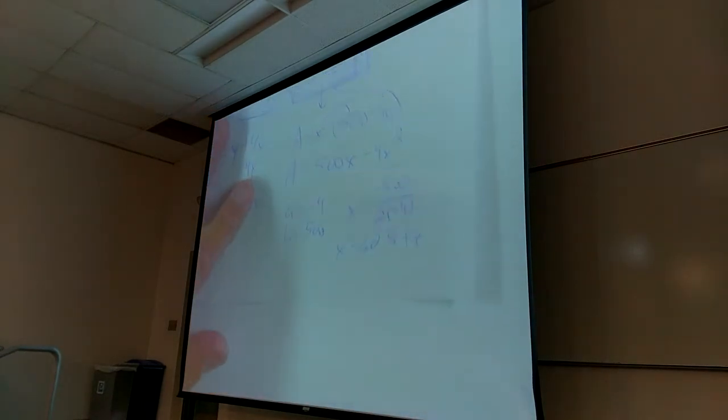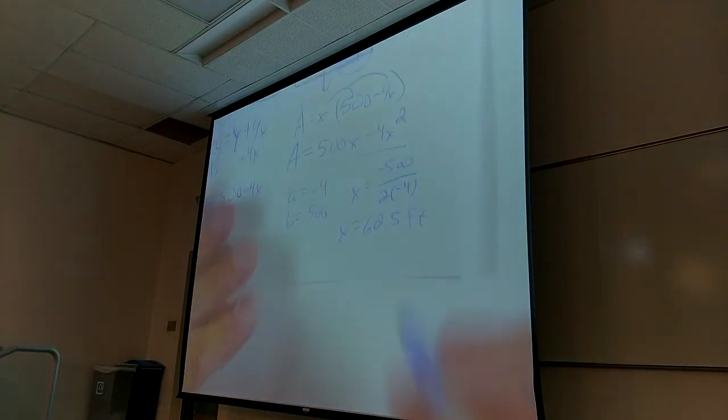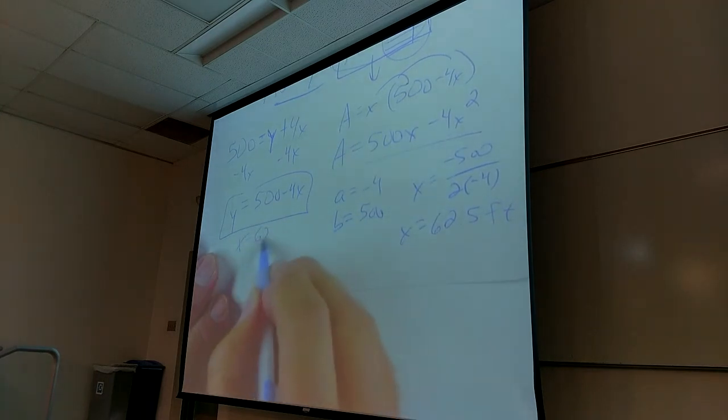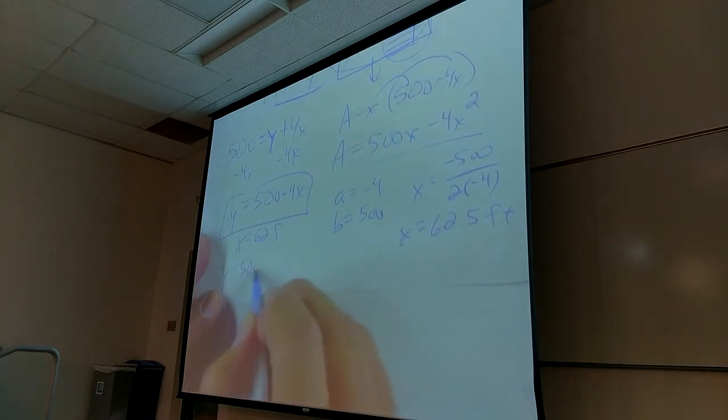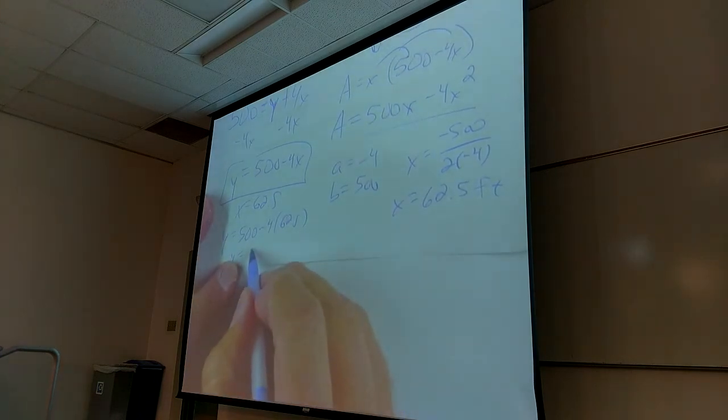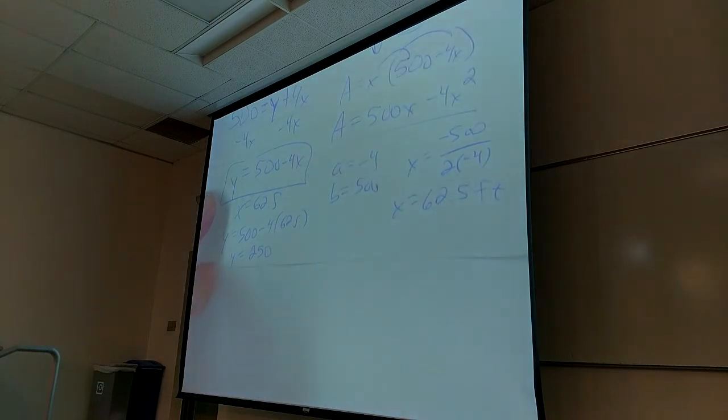And what is the question asking me for? Find x and y. Did we find x? Yay! How do I find y? I know that y is 500 minus 4x. X is 62.5, so what's y? 500 minus 4 times that. $250.